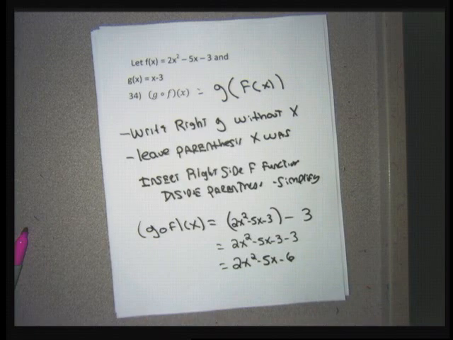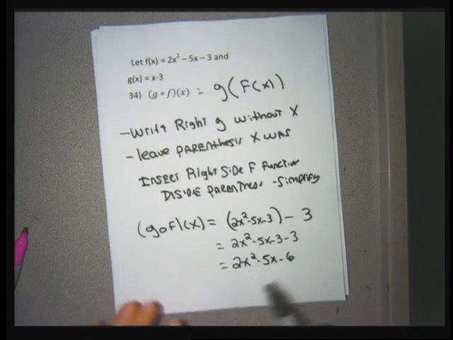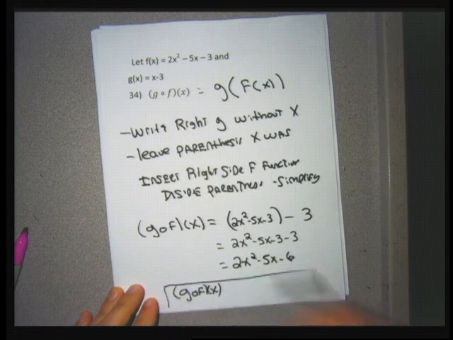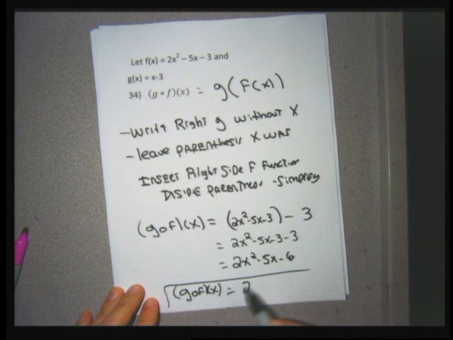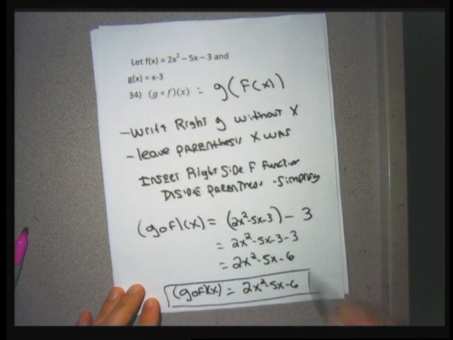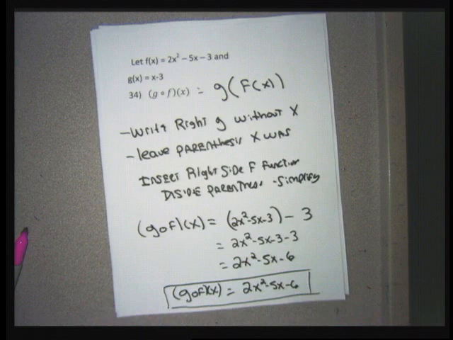And 2 times 6 is 12. There's no factors of 12 that work: 6 and 2, 12 and 1, 3 and 4. This is prime. Because this is prime, I don't need to factor it. If you attempted to factor it, you'd find out that it wouldn't factor. And because it can't factor, I won't factor it. I won't set it equal to 0. I'll just write the problem next to the answer and say g composed with f of x is 2x squared minus 5x minus 6.